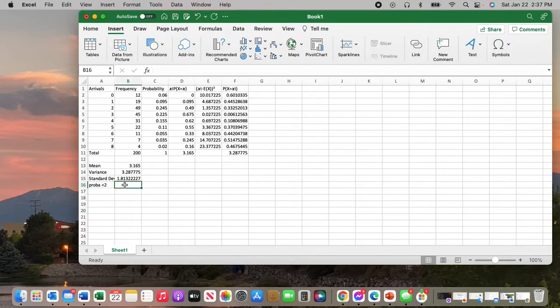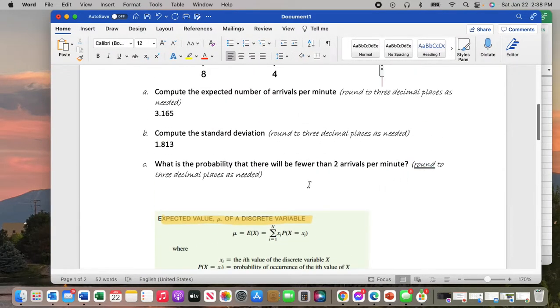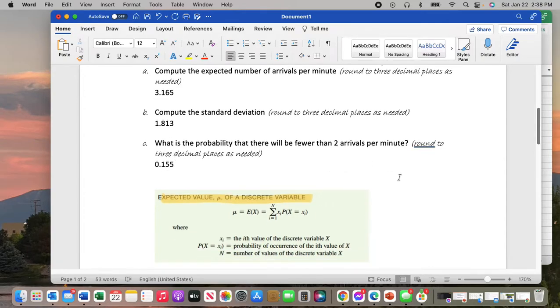So we're going to take the easy route, and say the probability of having less than 2 people arriving is going to equal the probability of 0 people plus the probability of 1 person arriving, and in this case it is 0.155. So let me get back to my assignment here, 0.155. And that will answer this problem.